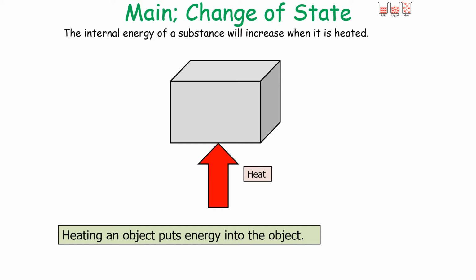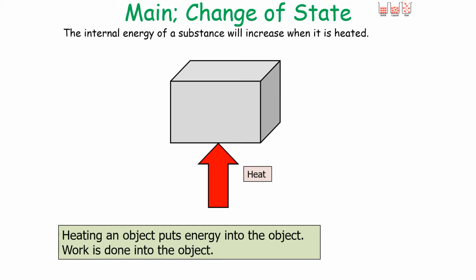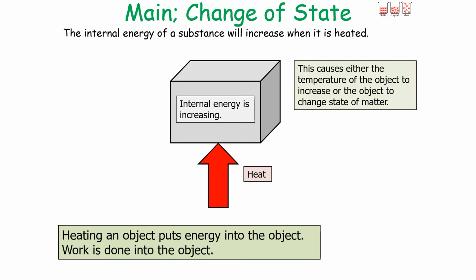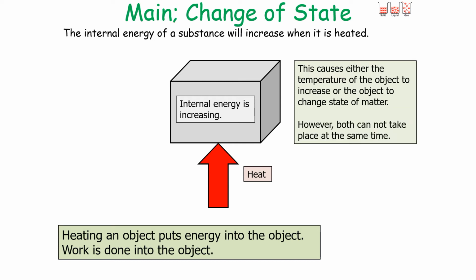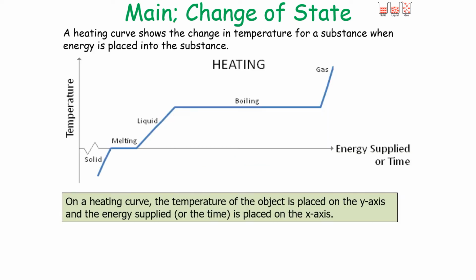Now the internal energy of a substance will increase when it's heated. Heating an object puts energy into that object. So we say work is done into the object. So heating something up will increase its internal energy store. Now this will cause either the temperature of the object to increase or the object to change state of matter. However, both cannot take place at the same time. Either one or the other will take place. We can demonstrate this idea in a heating curve.